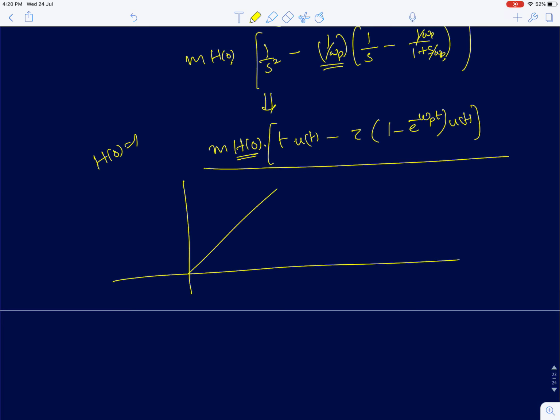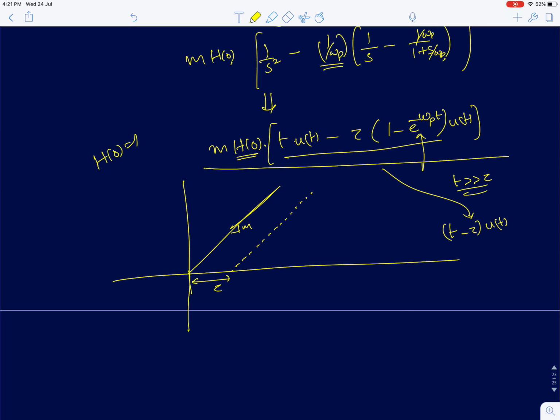So your input has a slope of m. It increases linearly as a function of time. Now if you look at this function, for t much greater than the time constant, I can ignore this term, and this function will reduce to t minus tau into u of t. So if I first plot t minus tau into u of t, that is your input delayed by tau seconds. So this is a line which is actually t minus tau into u of t.